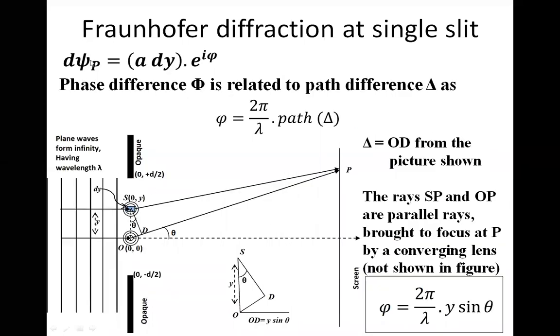See this. So I have written d psi p, a complicated thing. See, the p is actually intended for representing the disturbance caused at point P.